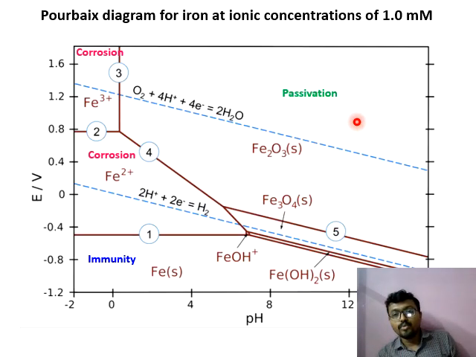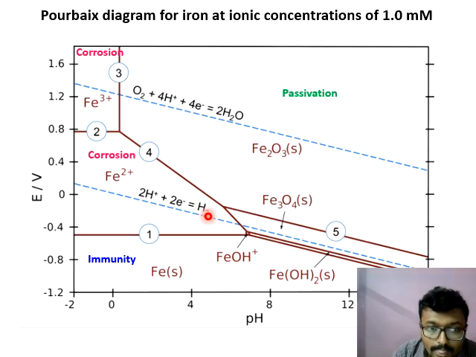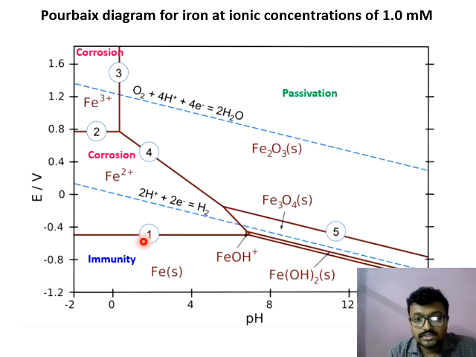So in the Pourbaix diagram, we are getting these 5 lines representing 5 different reactions. First one, reaction between iron and iron 2 plus. Second one, iron 2 plus and iron 3 plus. Third one, iron 3 plus to Fe2O3. Fourth one, iron 2 plus to Fe2O3. And fifth one, iron 2 plus to Fe3O4. Right? So 5 lines, 5 reactions. Each line represents the equilibrium reaction between the components.